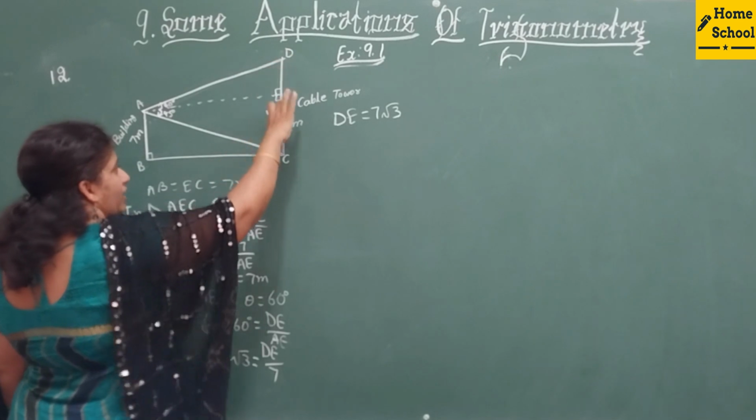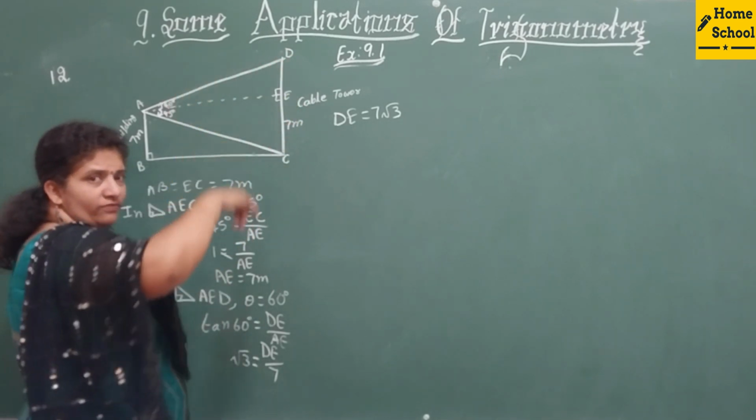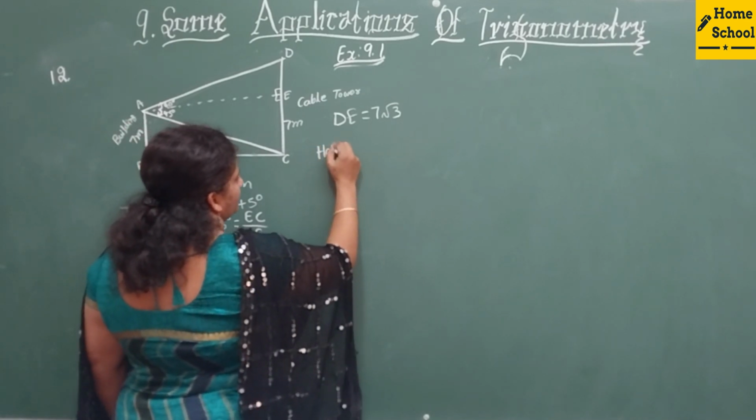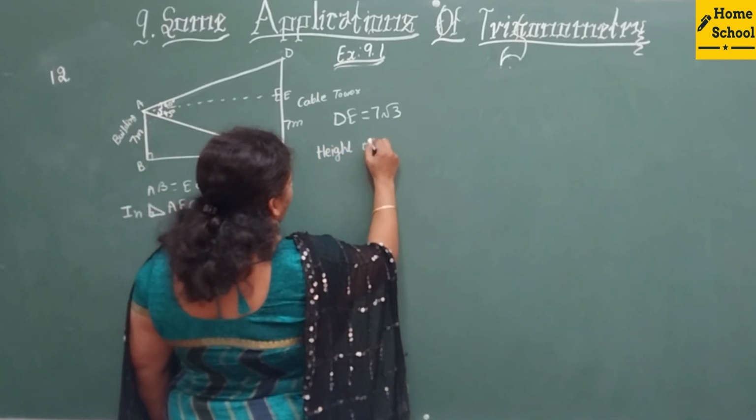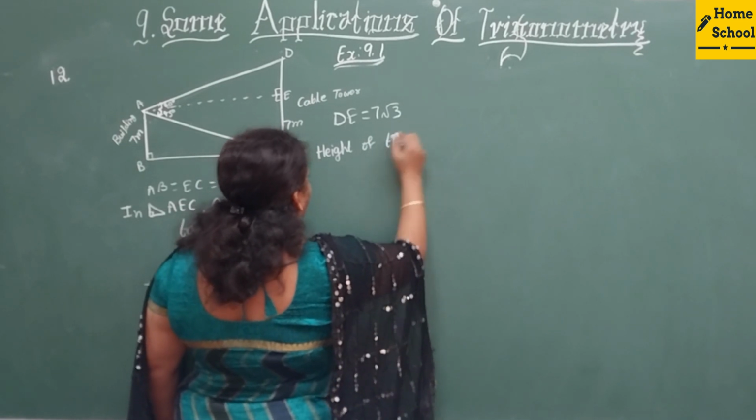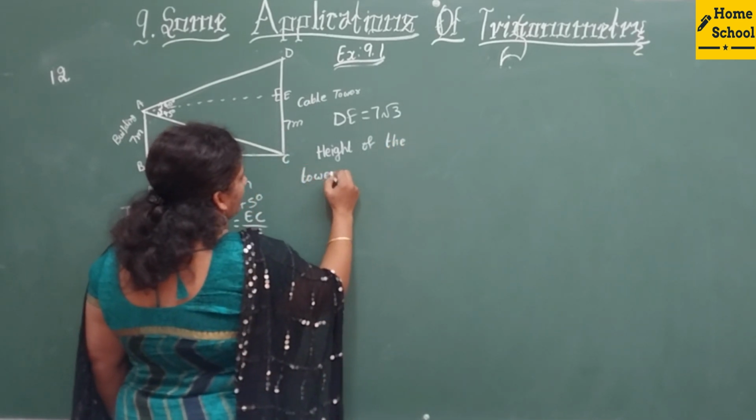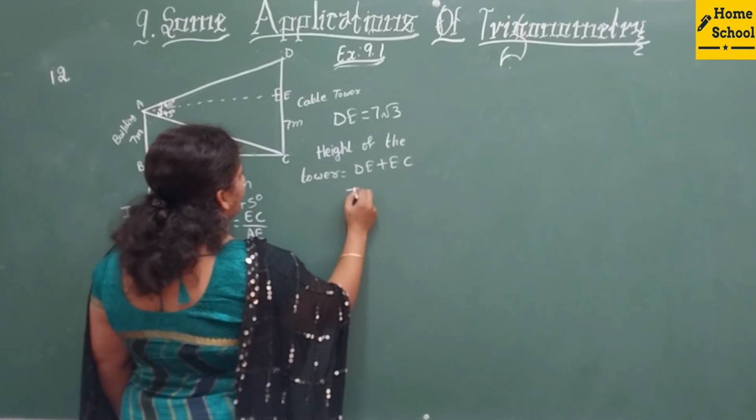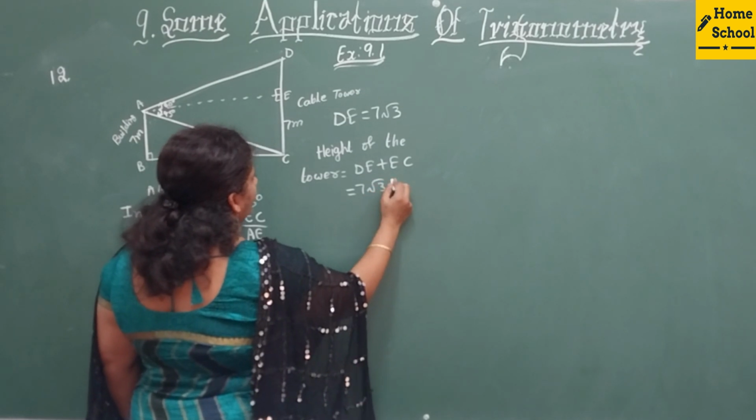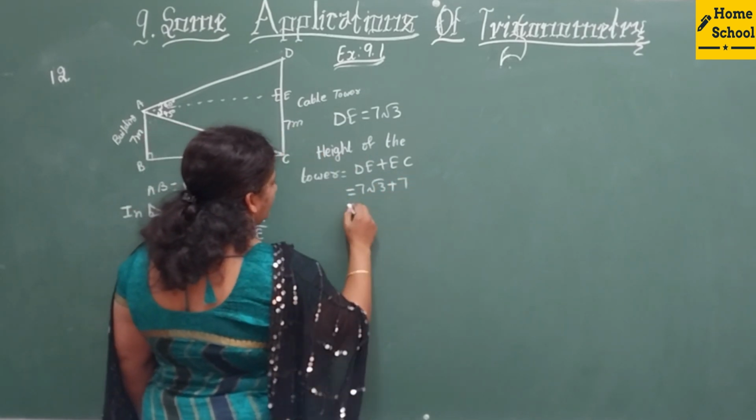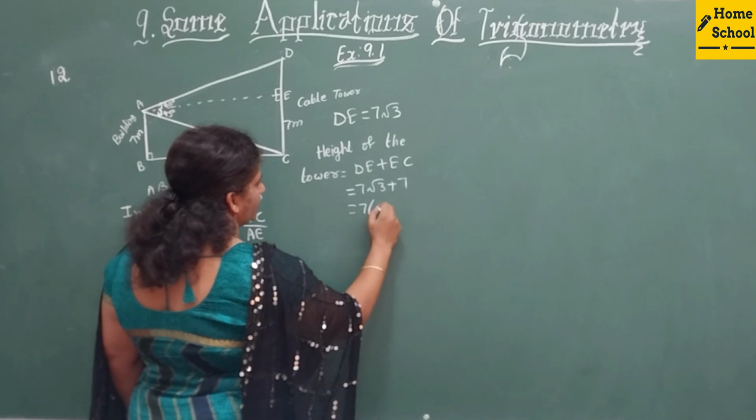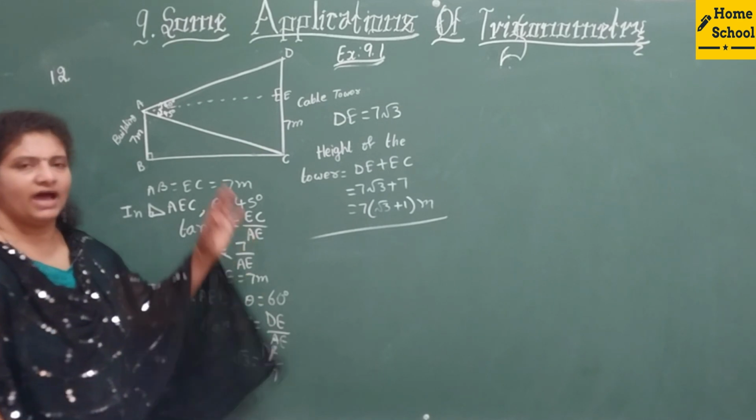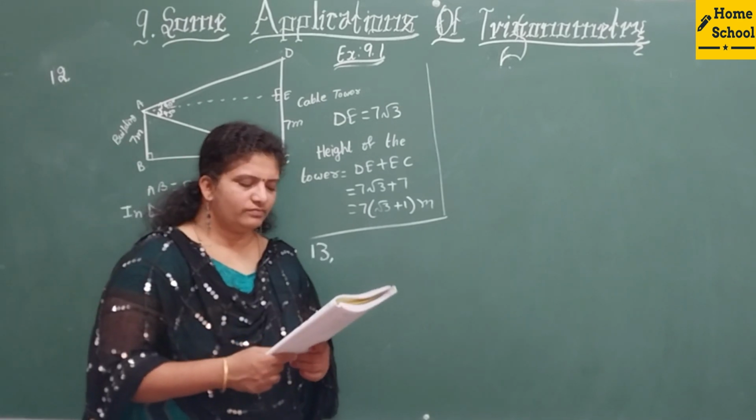I know DE, I know EC, but what is the total height of the tower, means DC, you need, right? Therefore height of the tower, height of the cable tower, is equal to DE plus EC. That is DE is 7 root 3 and EC value is 7 meters. Take out 7 common among these two. 7 into root 3 plus 1 meters is the height of the cable tower.